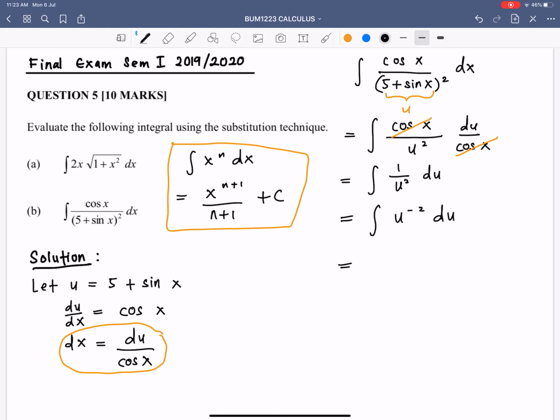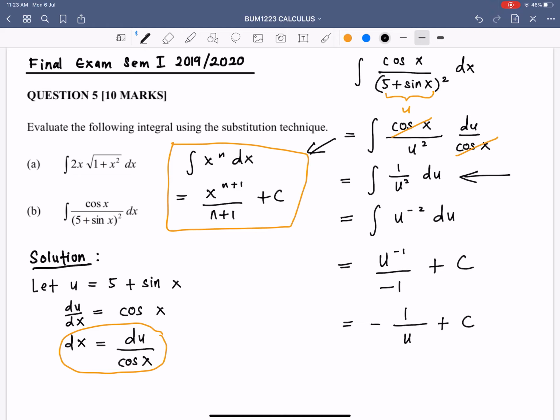Okay. If you see here, starting from here, we already have the integral in terms of u. So now it is possible for you to perform the integration by using this formula. So u power of negative 2 plus 1 is negative 1 over negative 1 plus c, where this is negative 1 over u, which is negative 1 over u plus c.